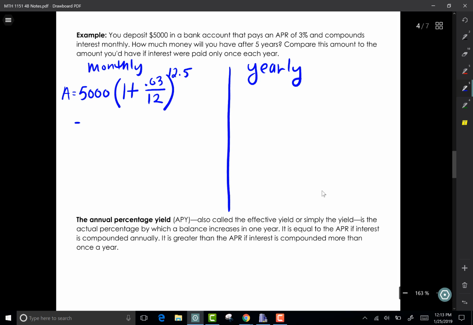Okay, when we put this in on the calculator, we get $5,808.08. So that's the accumulated balance. So it's $5,000 plus the interest. So the interest that was earned is $808.08.